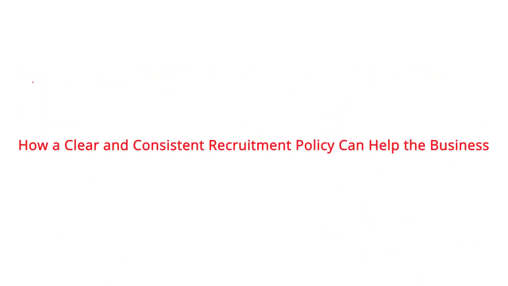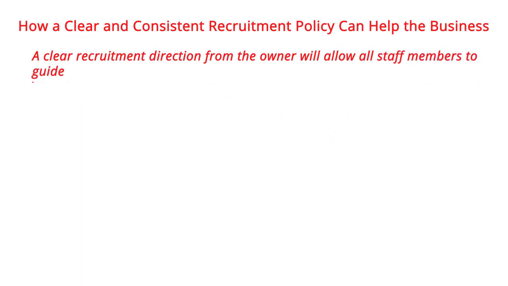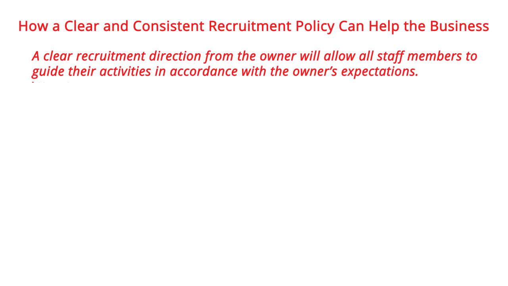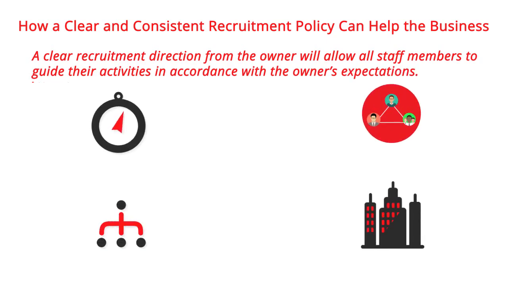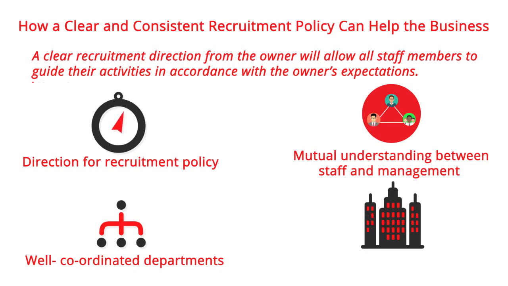Let's see how having a clear and consistent recruitment policy can help your business. A clear recruitment direction from the owner will allow all staff members to guide their activities in accordance with the owner's expectations. So, when we look at the slide, we can see that once the direction for the recruitment policy is there, this will help your departments to be well coordinated, which will in turn lead to a mutual understanding between the staff and the management, and ultimately it will promote your company's image. If the company's image is being clearly and consistently portrayed to candidates during the recruitment process, this will influence the candidate's loyalty and commitment to the company in the long run.